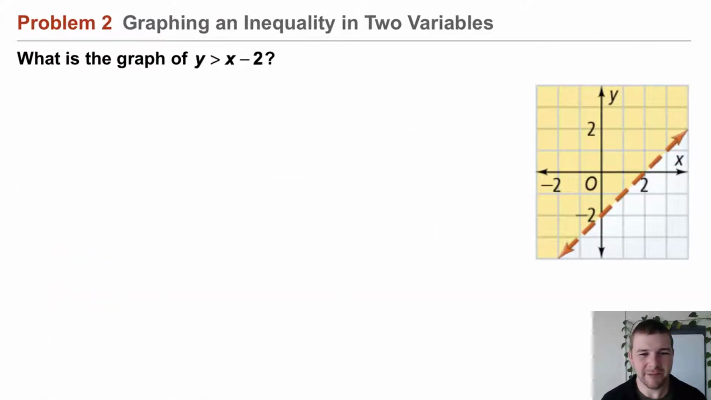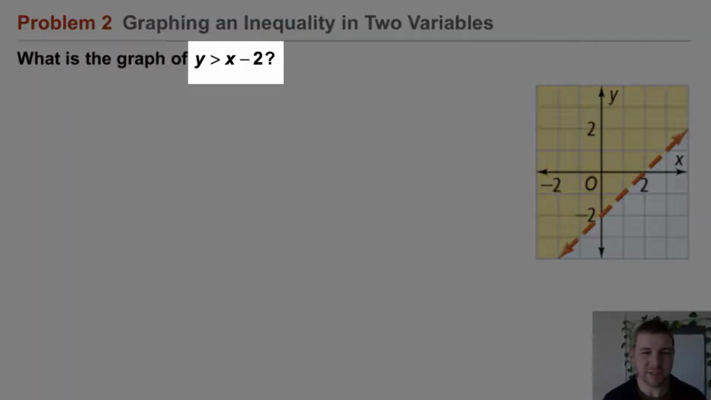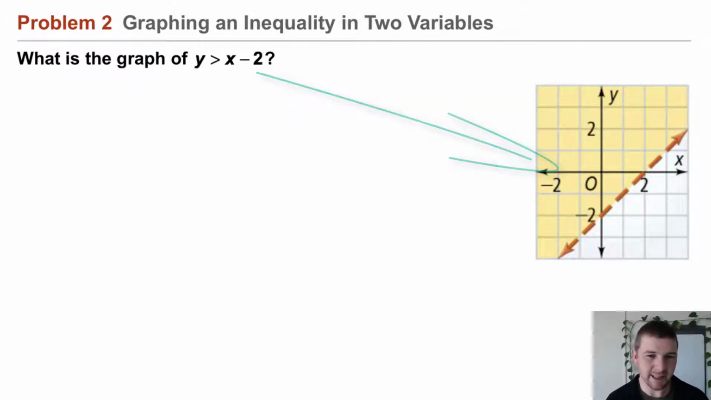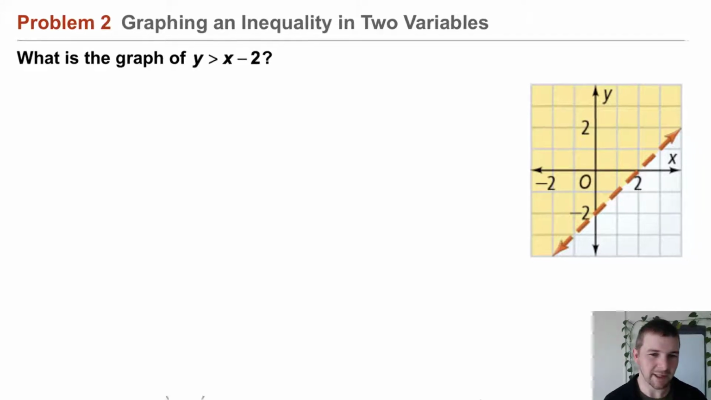Another way I like to think of these inequalities and determine which side to shade, in this case, we're thinking of all y values that are greater than the line formed with x minus 2. Y's increase as we move up on the plane, or in the positive y direction, and so we'll shade above the line. If we had y is less than or y is less than or equal to, we're going to shade below the line.